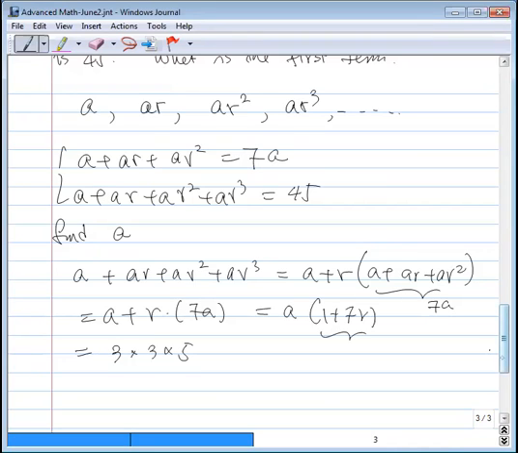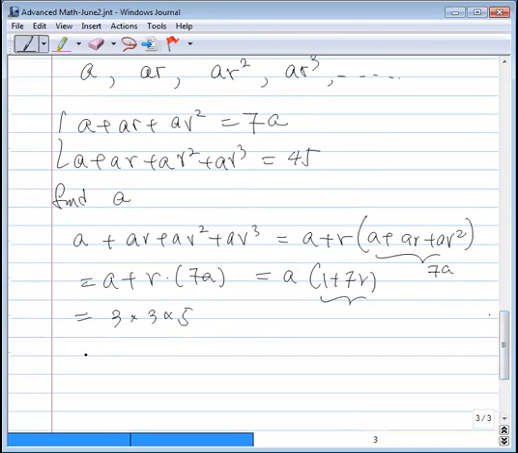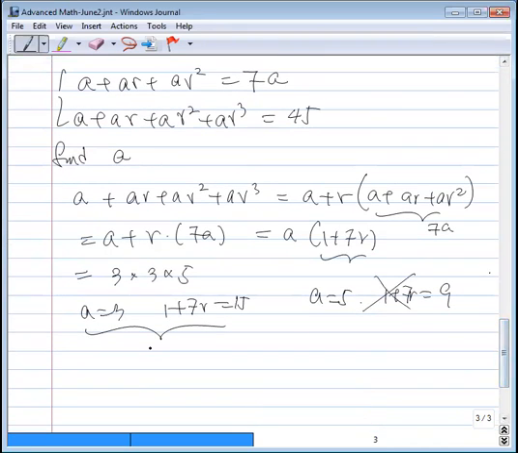So that's two possible ways. And then A could be 3, 1 plus 7r should be 15. That's one possible solution. It's easy to see that, okay, that's a solution. Another possible solution is A equals 5, then 1 plus r equals 9. But then you find out it's not going to be integers. So this is not a solution. So from here A is 3 and r is going to be 2, and you can quickly get the answer.